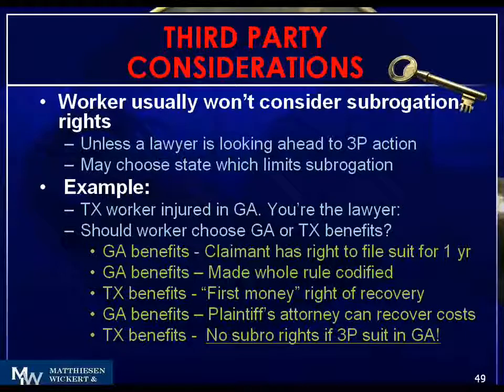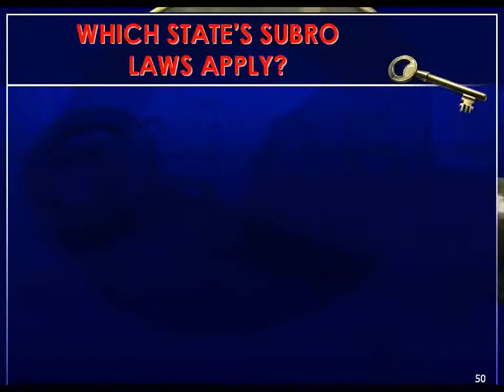Well, if you choose Georgia benefits, the claimant has the right to file suit for 1 year, and you have the Made Whole rule codified. If you choose Texas benefits, you have first money right of recovery. And if you choose Georgia benefits, the plaintiff's attorney can recover costs, but the kicker is, at the very bottom, with Texas benefits paid, you have no subrogation rights in the third-party suit in Georgia, and that's worth more than all of the above. Because as the attorney, you can then get your client more money in his pocket.